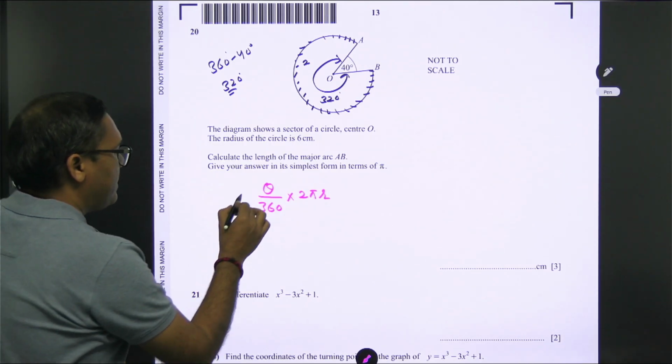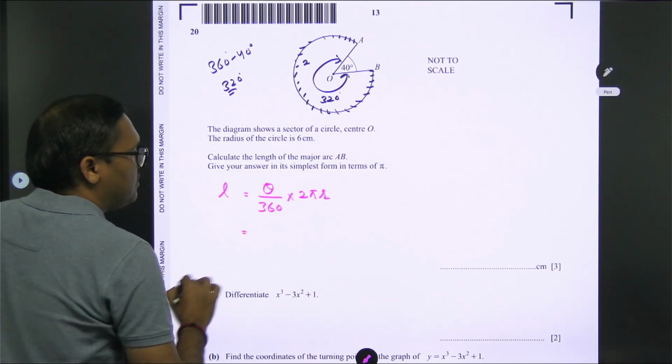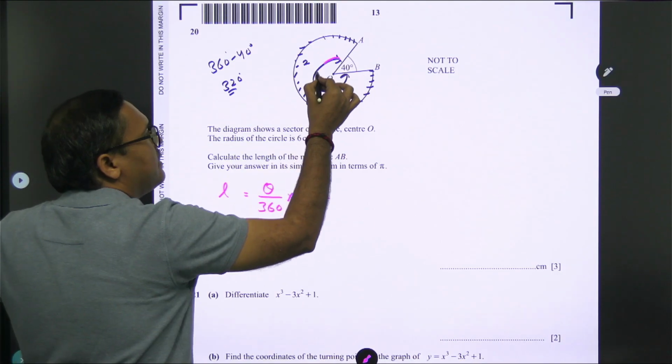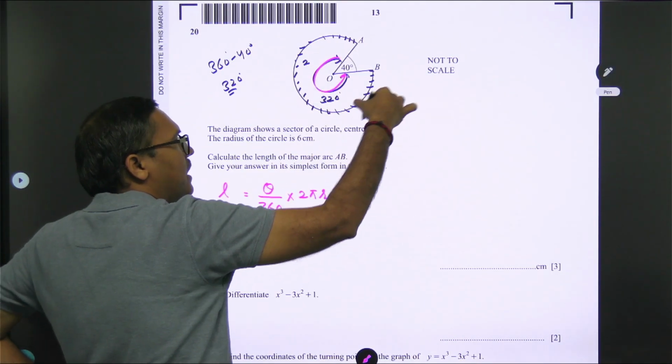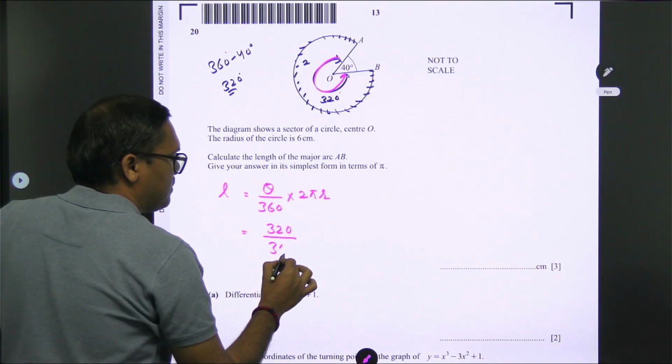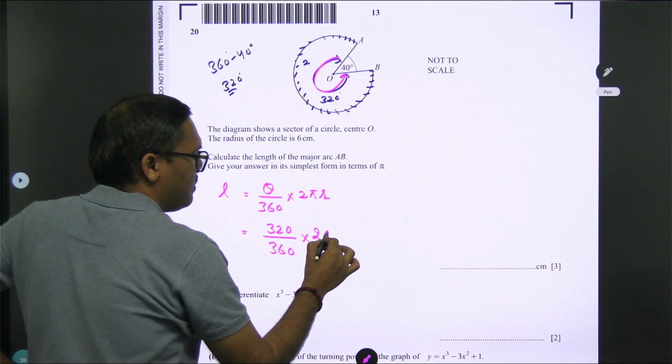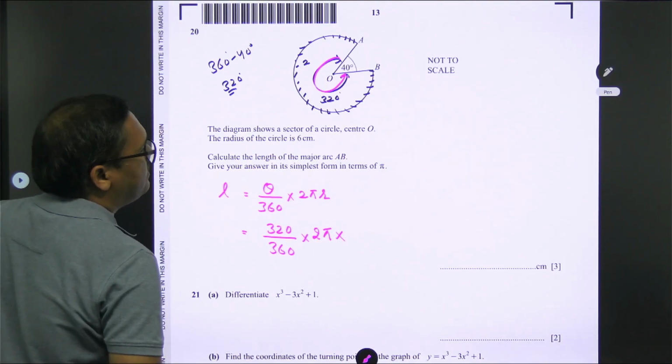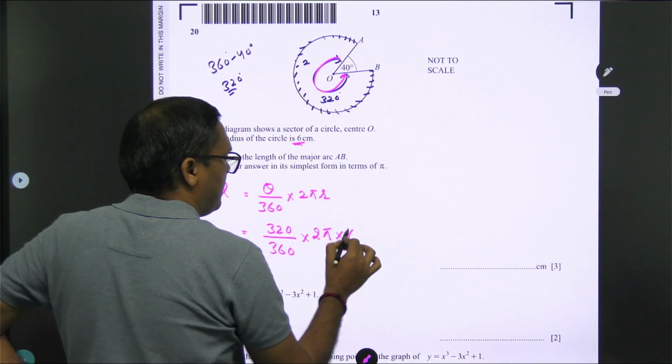Correct? So what is the angle subtended? What is the theta? Theta is the angle subtended by this arc. We are talking about the major arc. So what is the angle? 320 divided by 360 into 2 pi. What is the radius? Radius is 6 centimeter. So this is 6 centimeter.